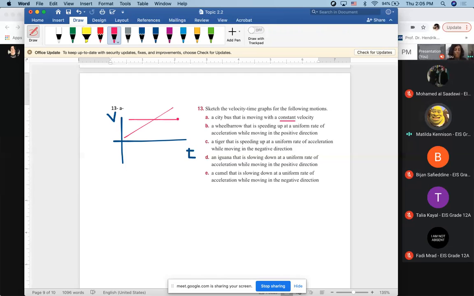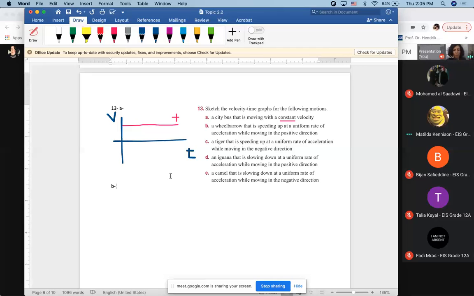I thought it was like diagonal, but now I'm thinking it's horizontal. Yes, because it doesn't say it's increasing. Yeah, the speed is not increasing. So this is the answer. Right, I'm gonna take it positive because definitely the bus is moving forward. It doesn't say backward. Thank you, Matilda.